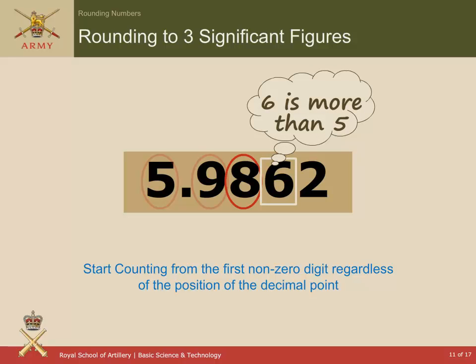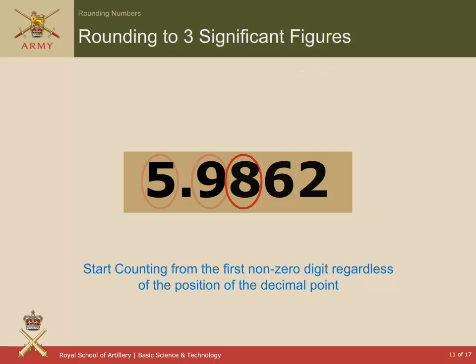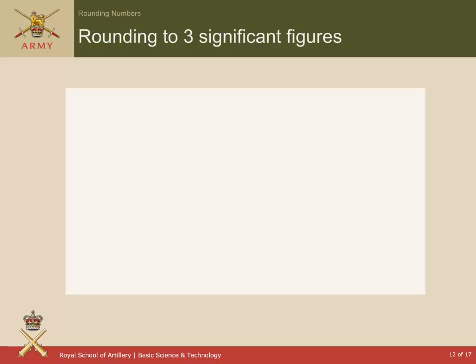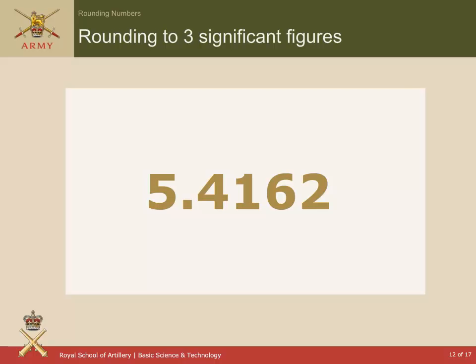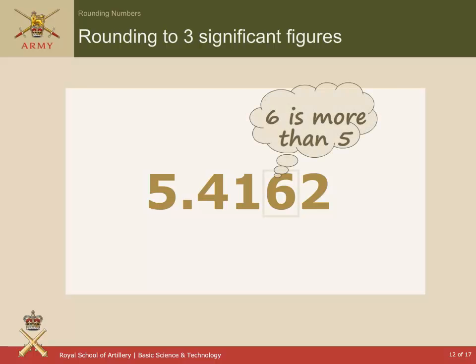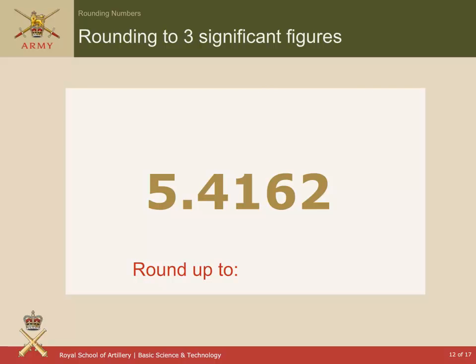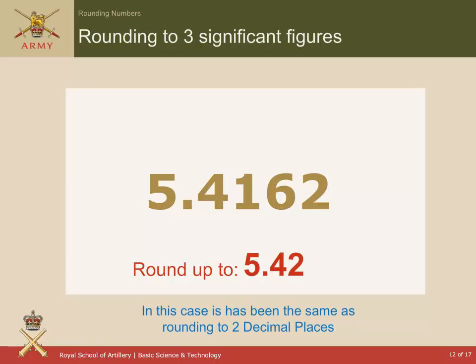So if the fourth digit is less than 5, leave the third unchanged. If the fourth digit is 5 or greater, round up the third digit. We wish to round this number to 3 significant figures. It's 5.4162. So we start counting from the first non-zero digit, which is 5. The third digit is a 1. The fourth digit is a 6. Is 6 greater than 5? Yes, it is. Therefore, when we round that to 3 significant figures, it becomes 5.42. And in this case, that's the same as rounding to 2 decimal places.